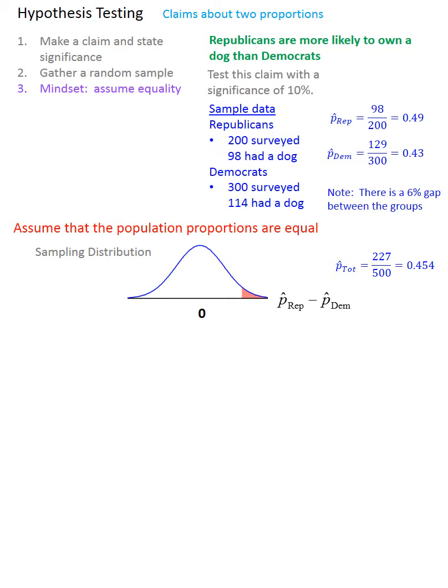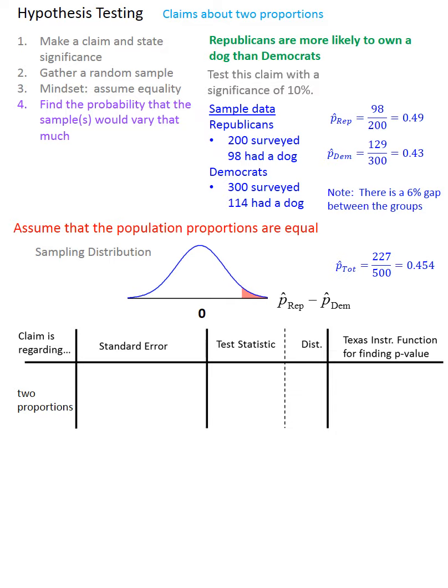proportions were equal. The question we have to ask is, is this 6% gap close to 0 so that it could have happened by chance, or is it far enough away from 0 where it's unlikely to have happened by chance? And that's what we'll address here by computing the probability that the samples could vary this much.